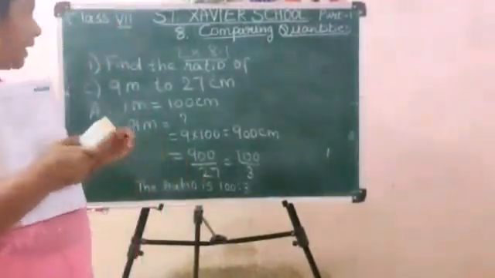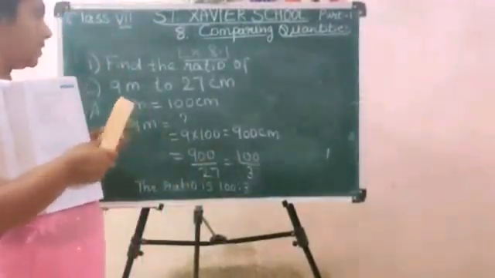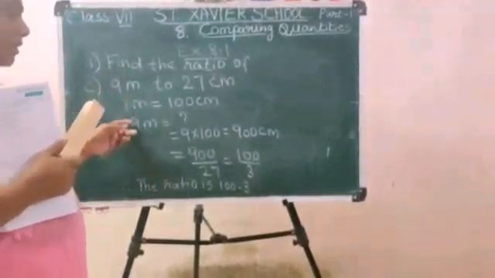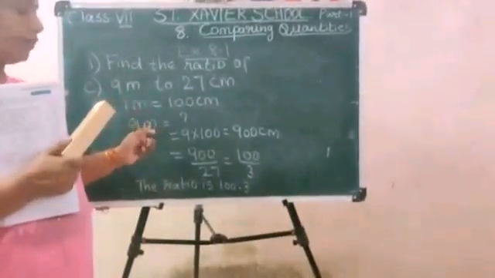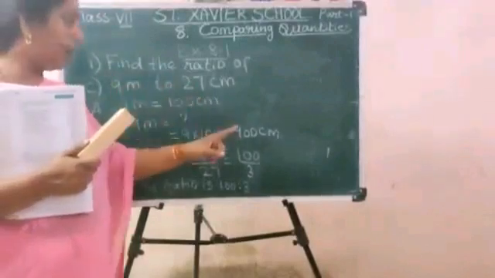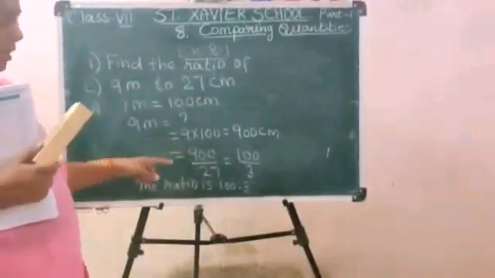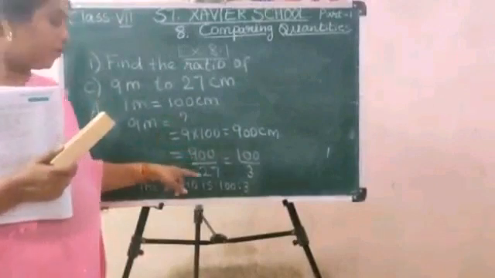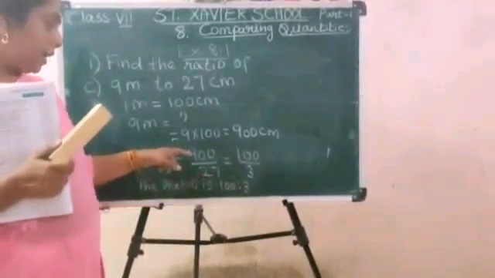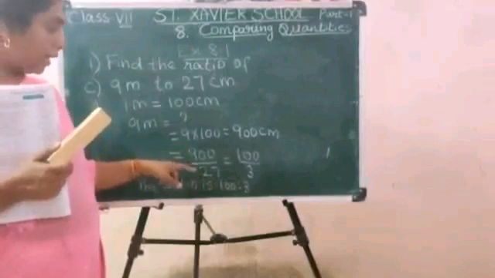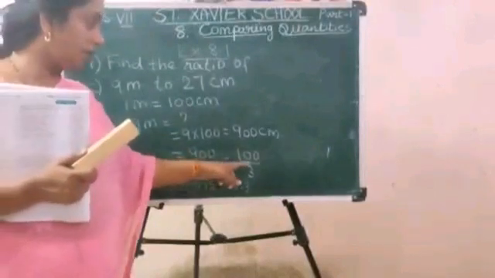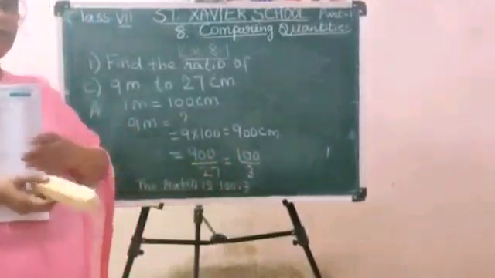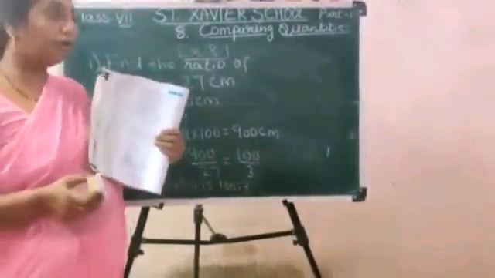The third one is 9 meter to 27 centimeter. Here 1 meter equals 100 centimeter. Therefore 9 meter will become 900 centimeter. So we have to write the ratio as a fraction, 900 by 27. In the 9 table, 9 is 1 time and 27 is 3 times. So it will become 100 by 3. Therefore the ratio is 100:3.